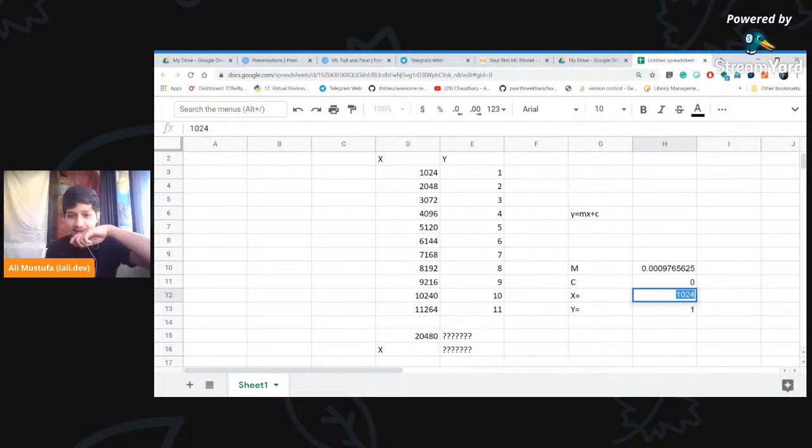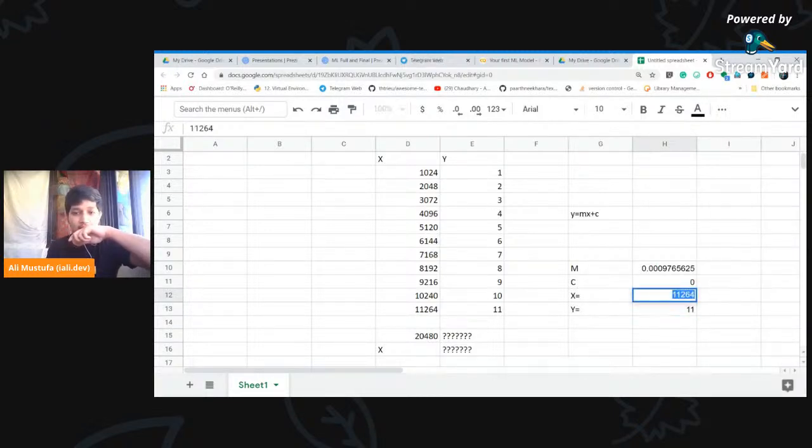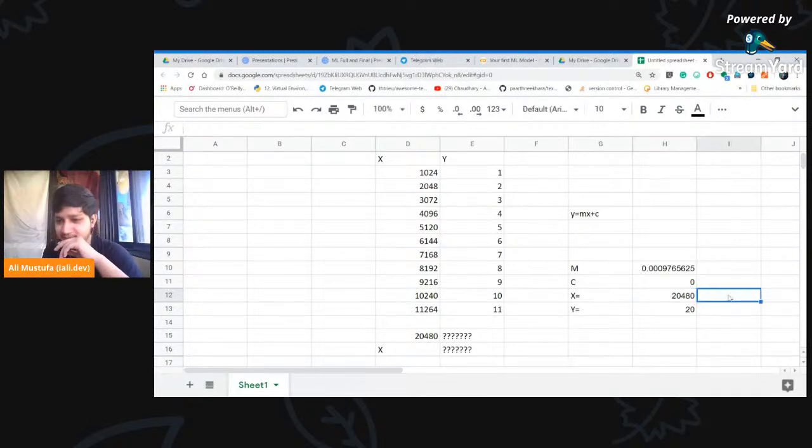Yes. So if I add 11264, I should get output as what? 11 GB. Yes, I did get an output of 11 GB. If I add an input of the unknown 20480, what should be the output? What should be the output? I'm watching you in the comments. Come on, some intelligent guy, give an output. 20. Okay, so that's great.